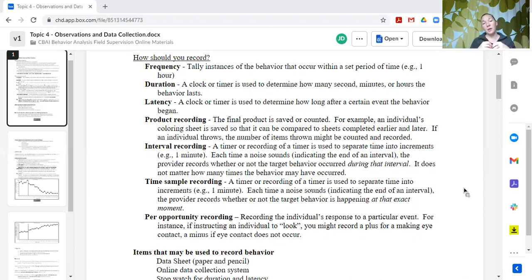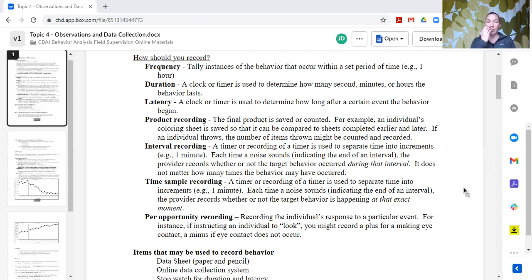Time sample or momentary time sampling is where at the end of the interval, you look up and you score whether or not the behavior is occurring at that moment. It doesn't matter what happened before. You're only scoring that moment. Is the behavior happening right now? And across long enough sessions, right? You can't just do like 3 or 4 or 5 intervals, but across many intervals, you would find that momentary time sampling is going to more accurately represent the occurrence of the behavior if you were using a continuous duration measure.